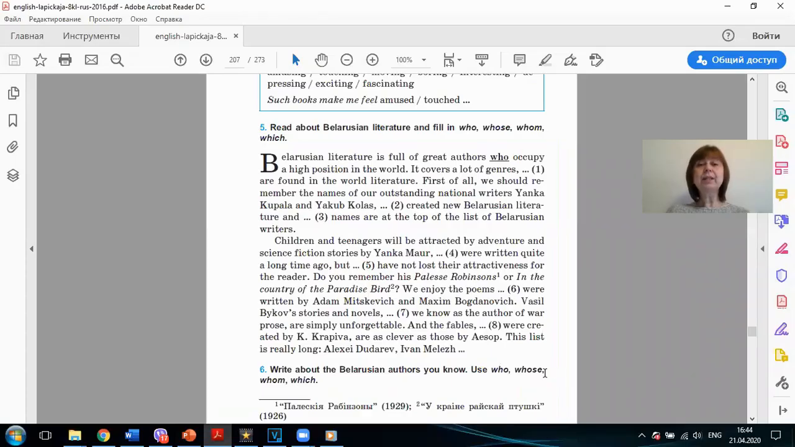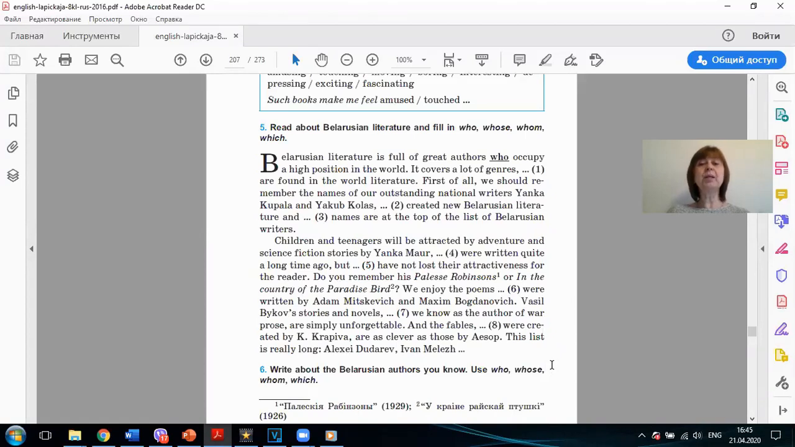Okay, Belarusian literature is full of great authors who occupy a high position in the world. It covers a lot of genres which are found in the world literature. First of all, we should remember the names of our outstanding national writers, Janka Kupala and Jakub Kolas, who created new Belarusian literature and whose names are at the top of the list of Belarusian writers.